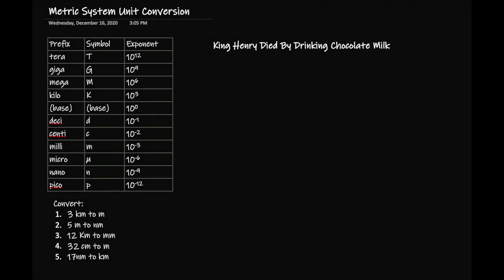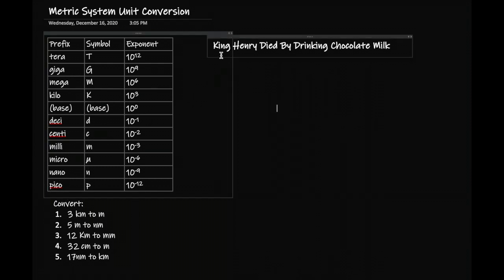In this video, I will be talking about metric system unit conversion. So let's get started. So we have here the prefixes for the metric system unit conversion. So we have kilo, mega, giga, tera. We have the base in here. Then we have deci, centi, milli, micro, nano, and pico.